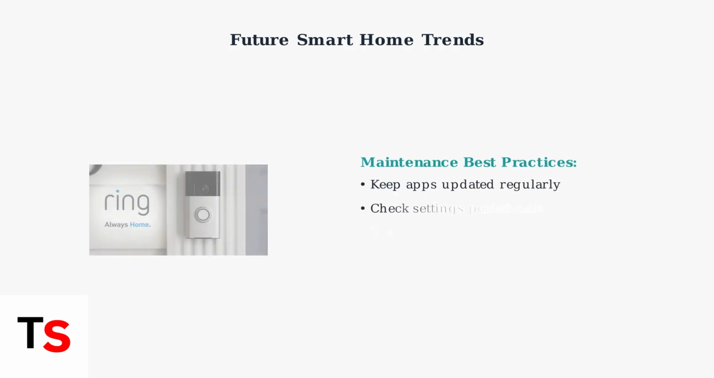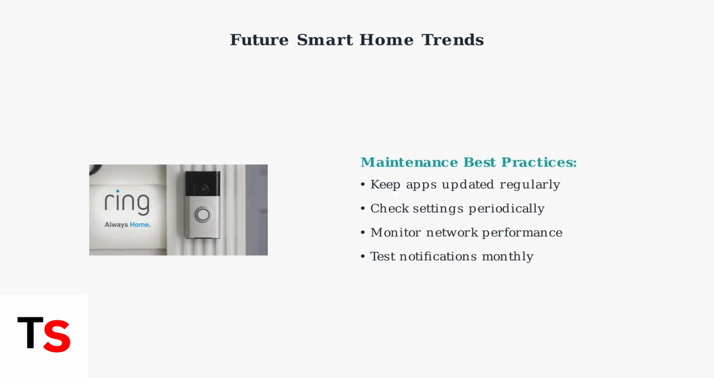To maintain optimal performance, regularly update both your Alexa and Ring apps. Check your device settings periodically, and ensure your network infrastructure supports your smart home needs. By implementing these advanced fixes and staying current with smart home technology trends, you can ensure reliable Ring doorbell notifications on your Alexa devices.